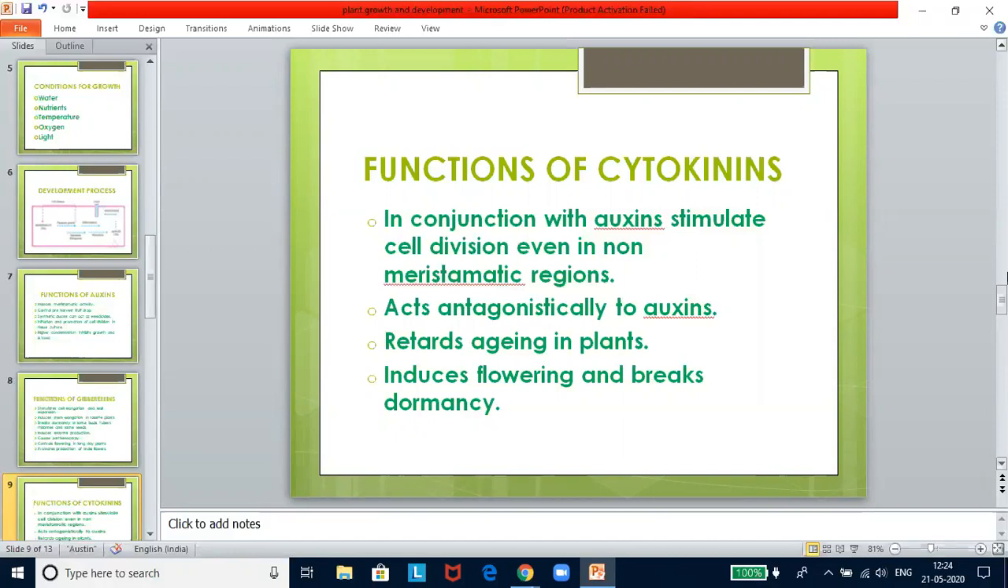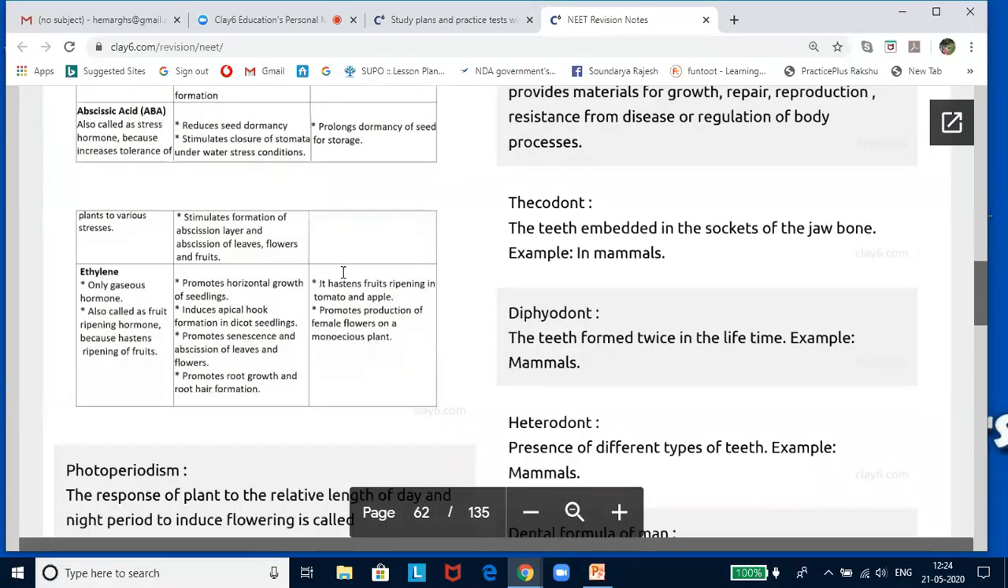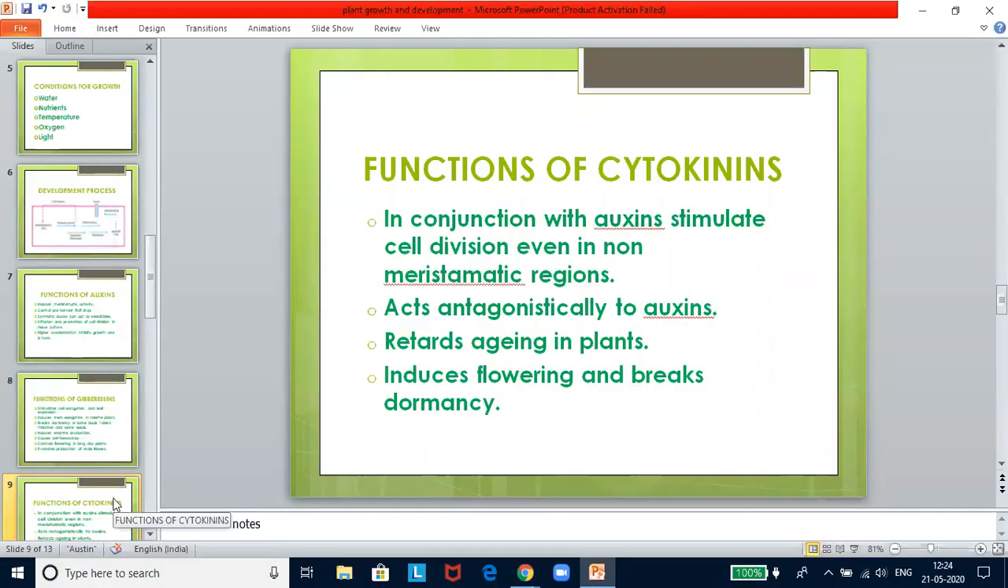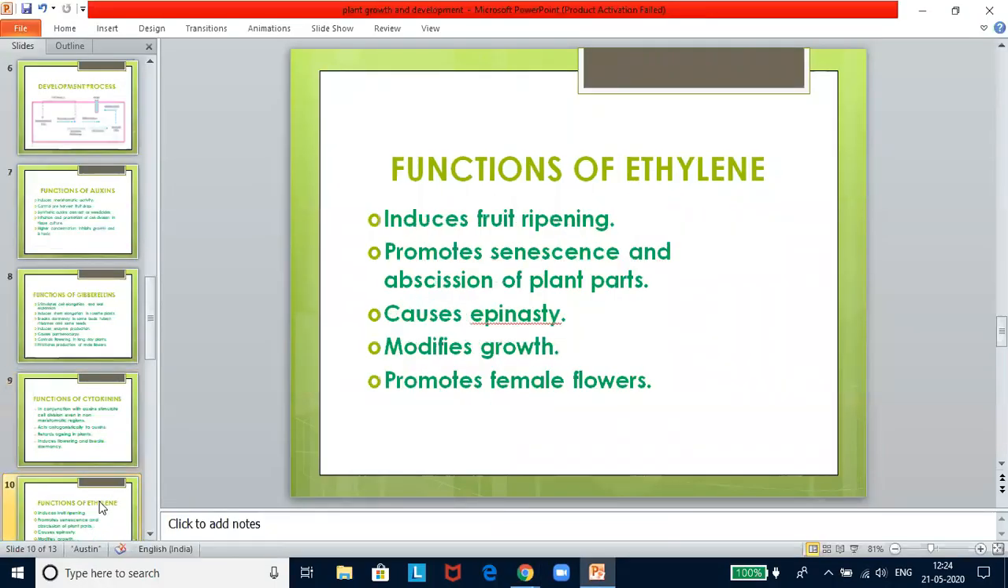Ethylene is a hormone. So, what are its effects or functions on the plants? You know that it is a fruit ripening hormone, so it induces the ripening of the fruits. It promotes senescence and abscission of the plant organs. Exposure of plants to ethylene causes drooping of leaves and flowers, and this is known as epinasty. It modifies growth by inhibiting cell elongation and stimulating transverse expansion so that the stem looks swollen.